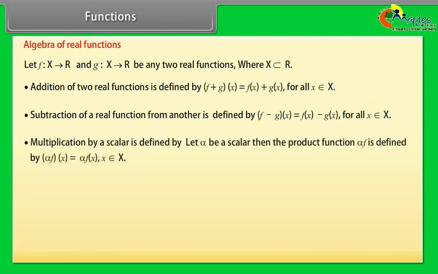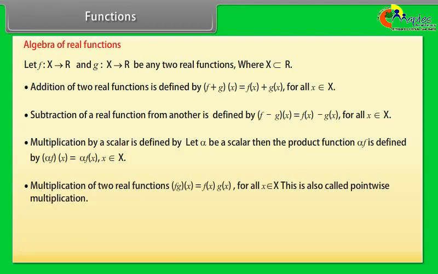Multiplication by a scalar is defined by: let alpha be a scalar, then the product function alpha f is defined by alpha f of x is equal to alpha into f of x, x belongs to capital X. Multiplication of two real functions: fg of x is equal to f of x into g of x for all x belongs to capital X. This is also called point-wise multiplication.